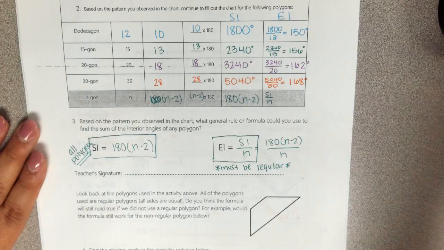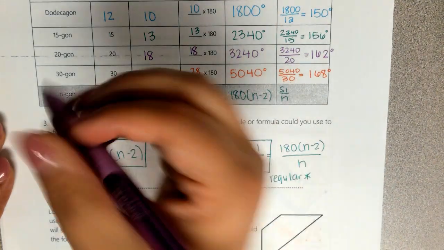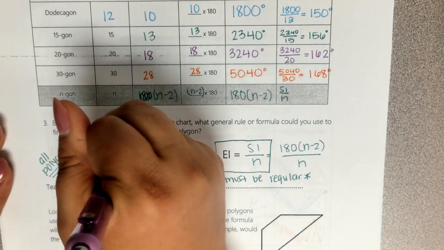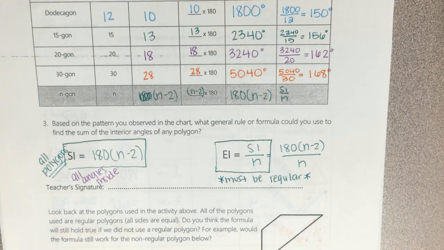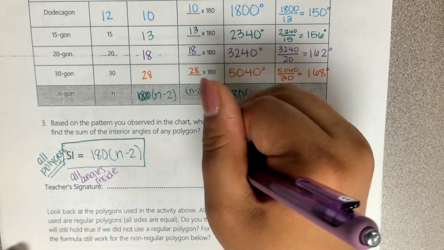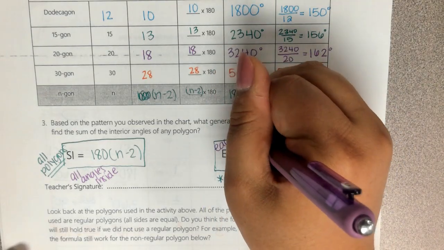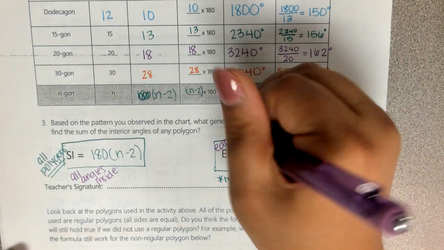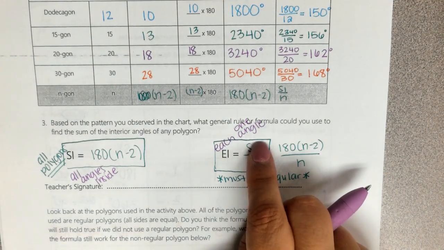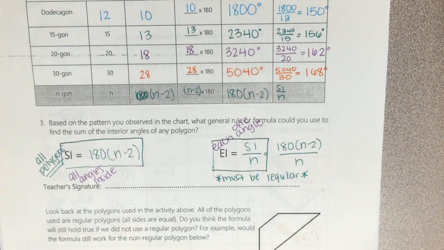I want you to write something else right here. I want you to write SI is for all angles inside. SI is the sum of the interior. That's all the angles inside. What does EI stand for? It is each angle, or in this case, one angle. So sometimes you're going to hear me say each angle, one angle, an angle. If I say an angle, that means one angle. Those are the different ways I may ask for it.